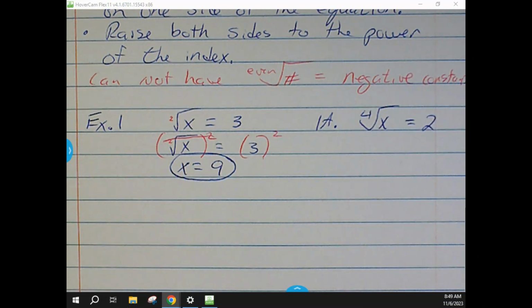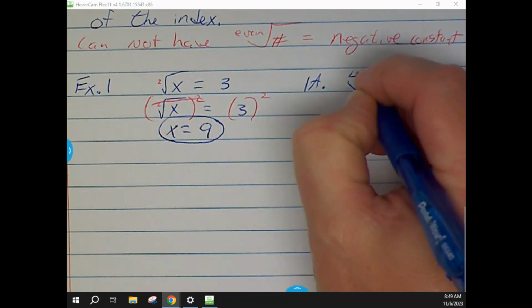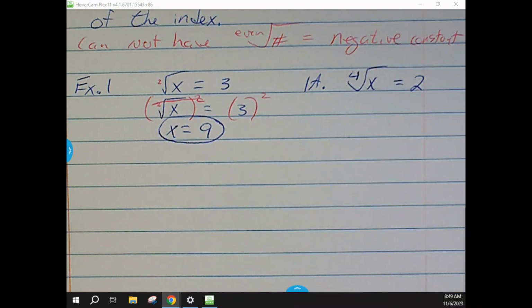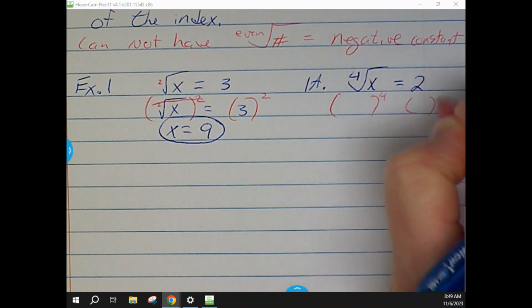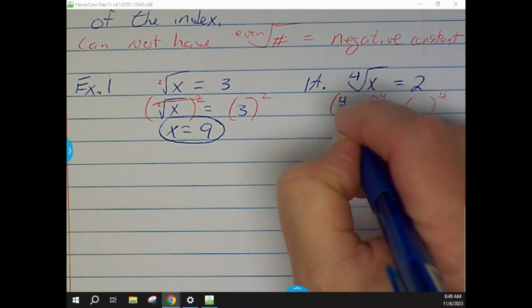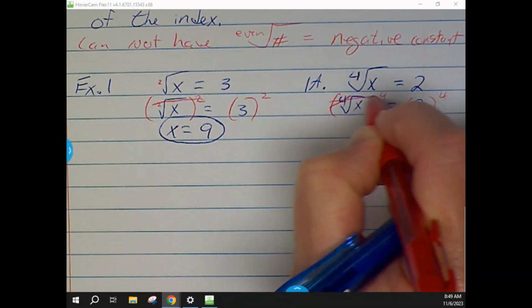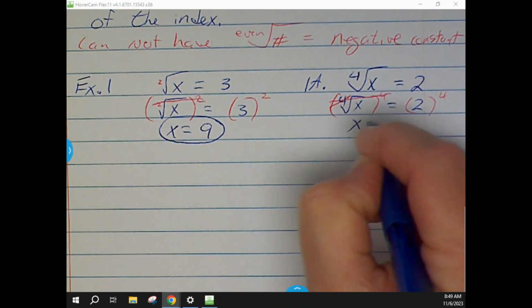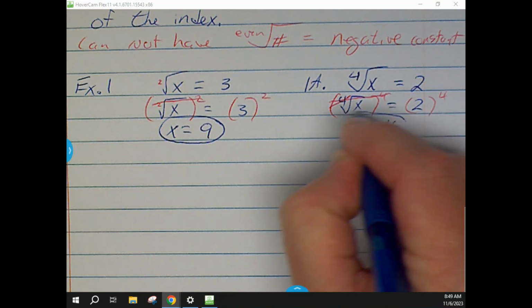Okay, so if it's fourth root of x, just a little different spin-off of it, because you probably won't get very many of these short ones like this, but just to make sure everybody's okay. If it's fourth root of x equals 2, again, if it's fourth root, we need to raise everything to the fourth power. Fourth root and fourth power will cancel each other out, leaving you with just the x. Then we'll do 2 to the fourth power. Run through your powers of 2, that should be 16.